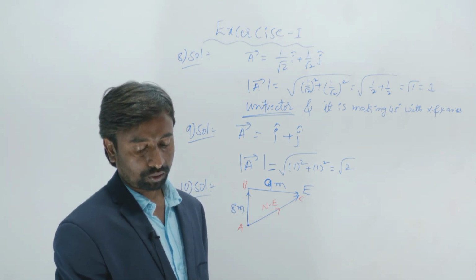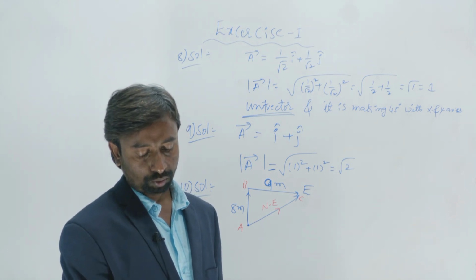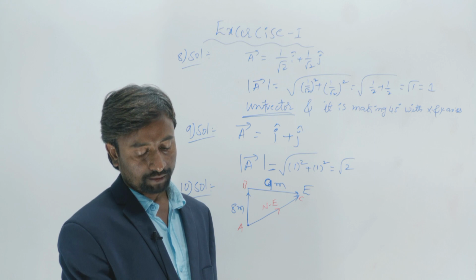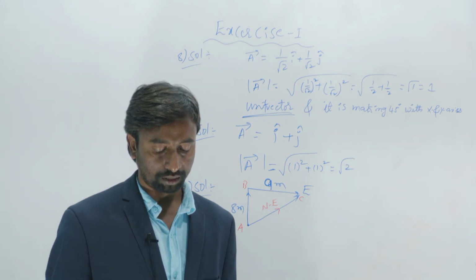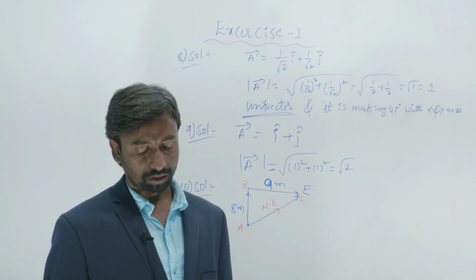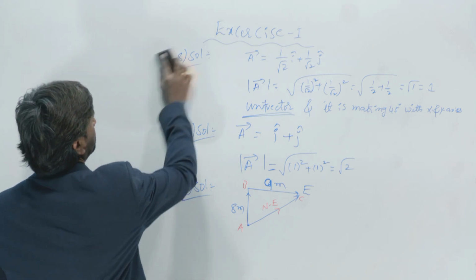Next, 3 vectors along the coordinate axes represent the adjacent sides of a cube of side a. Then find the unit vector along its diagonal passing through the origin. Okay, so the 11th one we'll see.